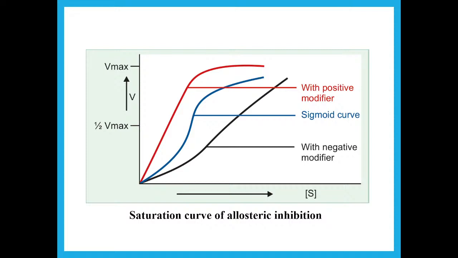Positive modulator, the sigmoid is the normal curve; a negative modulator means it is not helping in the progress of the reaction. Positive, it is moving beyond. Normal is the sigmoid curve, that you know from the enzyme substrate complex. So, normal is blue, when it is a negative modifier it is in black, and when it is a positive modifier it is in red. So, Vmax, half the Vmax you can see the concentration, and on the x axis we have the substrate concentration and on the y axis we have the velocity.